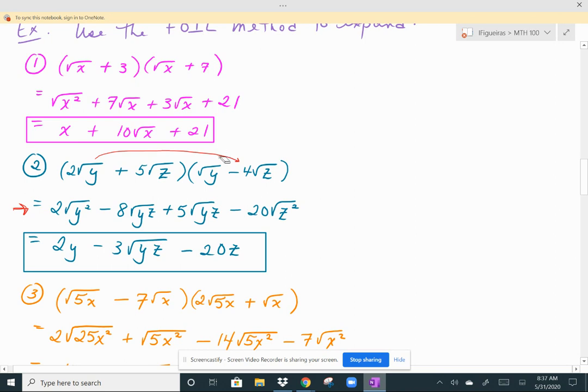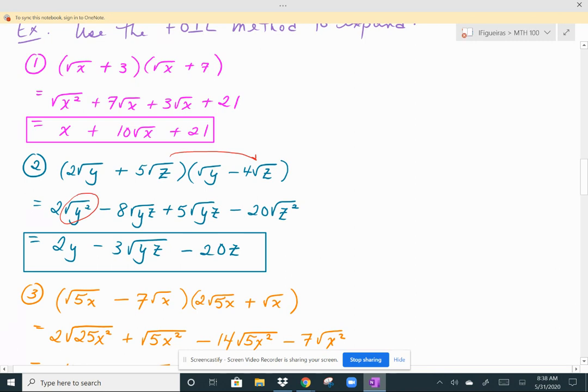Okay, now we multiply the two that are closest to each other. So those are these two. So that gives me 5 root yz. And then last, those are the ones at the end of each binomial. So that's 5 root z times negative 4 root z. So that gives me minus 20 root z squared. Okay, so there's a couple of things that can be done.